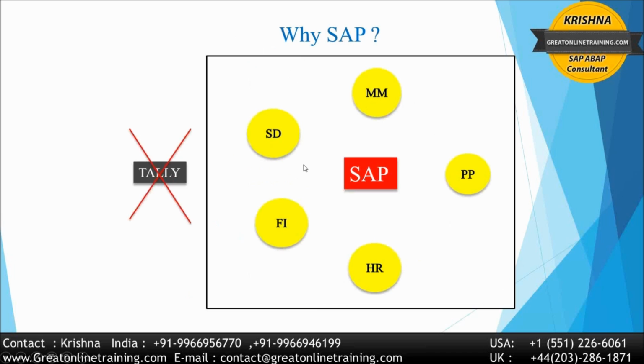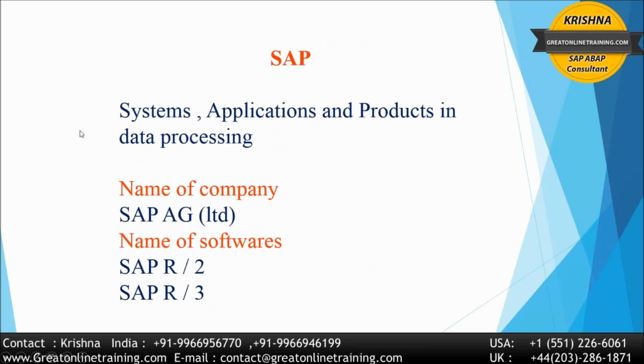Now I'm going on to what SAP is. SAP stands for Systems, Applications, and Products in Data Processing. The name of the company was SAP AG. SAP AG was developed in the year 1972 by five ex-IBM employees in a small town called Walldorf in Germany. SAP is a German product.